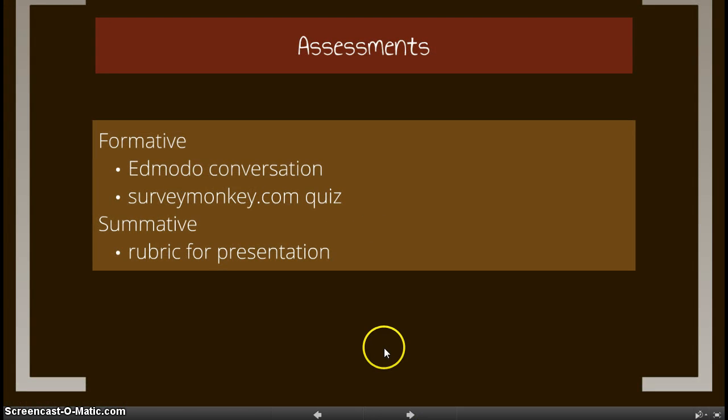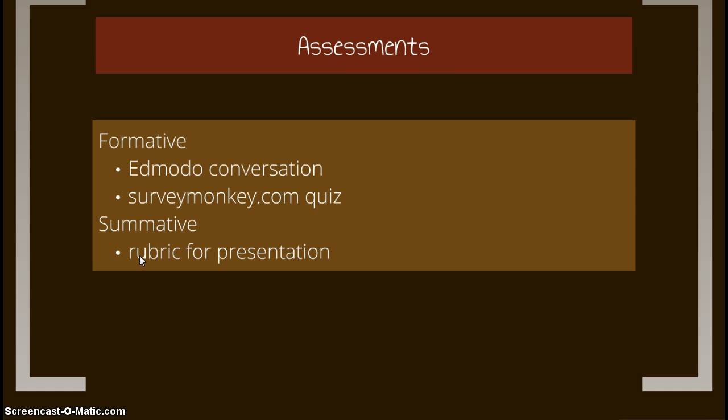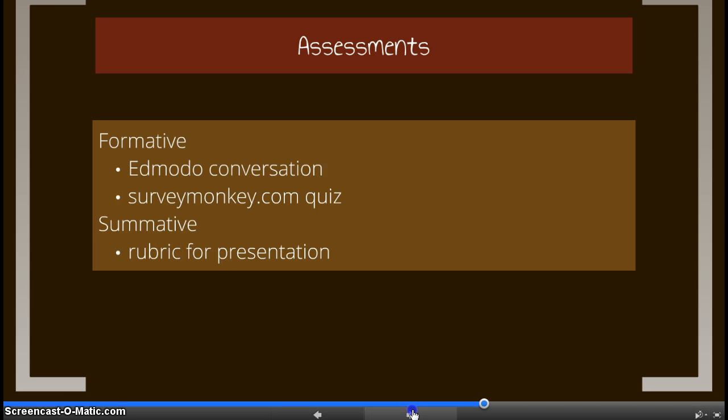Alright, their assessments, the way they were assessed. Their formative assessments came in the beginning of the lesson, through the Edmodo conversation I was able to tell if they understood what was going on. Through the surveymonkey.com quiz I was able to see if they understood the things that we were learning. Their summative assessment was their actual project. It was graded. They were given a rubric on the first day that I assigned the presentation, and that rubric was used to grade their presentation.